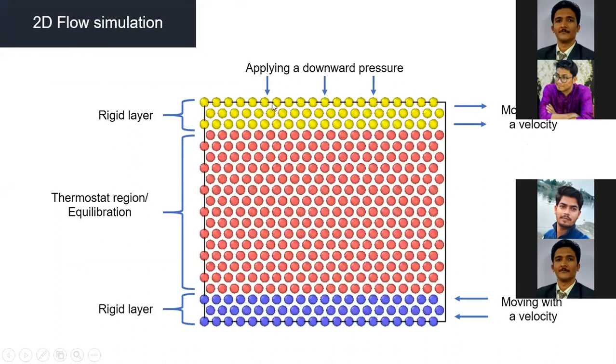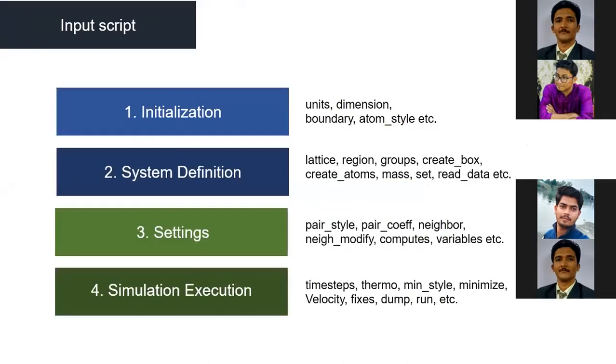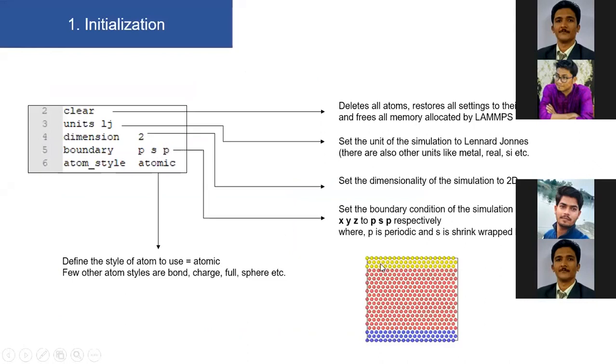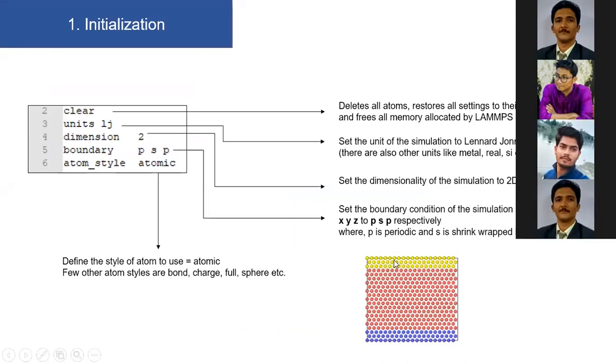So if you are using a fixed boundary condition, then the layers will be fixed. So that will not be a correct simulation. As we are using shrink wrapped, I mean S on the Y axis, the Y boundary will change as per the pressure provided on the top layer. So that is why we are using S on the top. I mean, sorry, the Y axis, S in the Y direction.